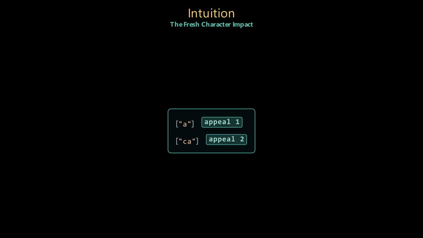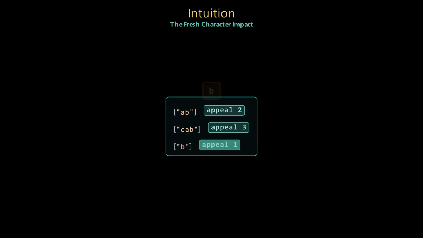First, consider a character we haven't seen in a while, or ever. When this new character is glued to the end of all existing substrings, it introduces a brand new, unique element to each of them. This means the appeal score of every single existing substring increases by exactly 1, plus an extra 1 for the new standalone character.